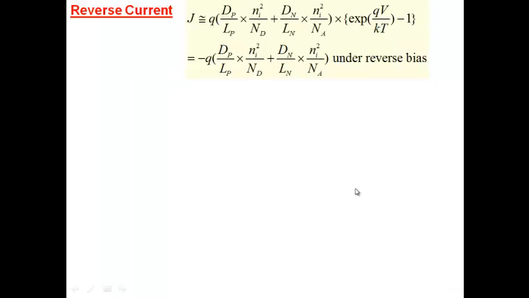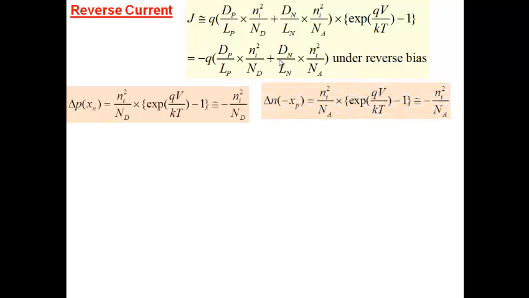Okay, so let's see. This is what we were discussing. When you go into reverse bias, the exponential V goes negative, and this is the reverse current that you get here. We are trying to understand how this reverse current really flows.